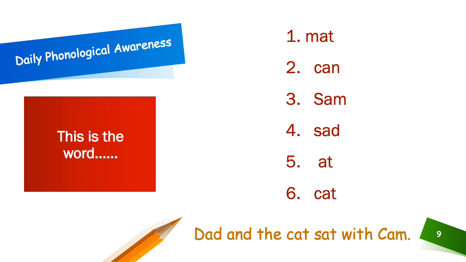Now let's look at the sentence at the bottom. I'm going to give you a few seconds to see if you can read this. Were you able to read it? Dad and the cat sat with Cam. Let's read it all together. Dad and the cat sat with Cam. Nice job.